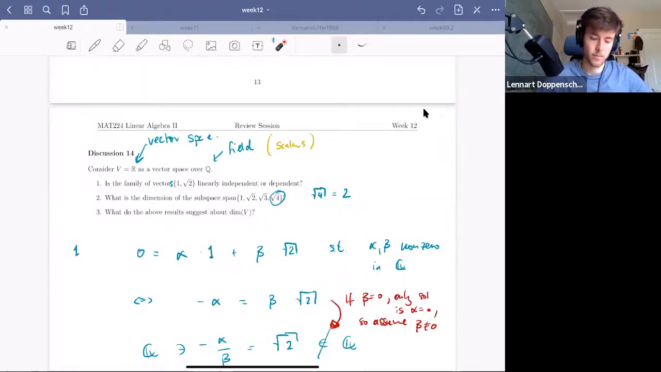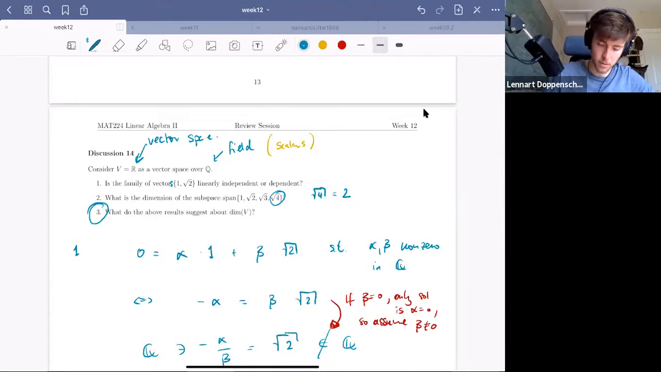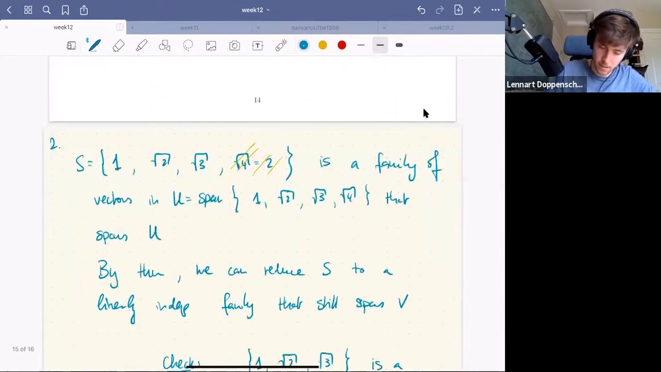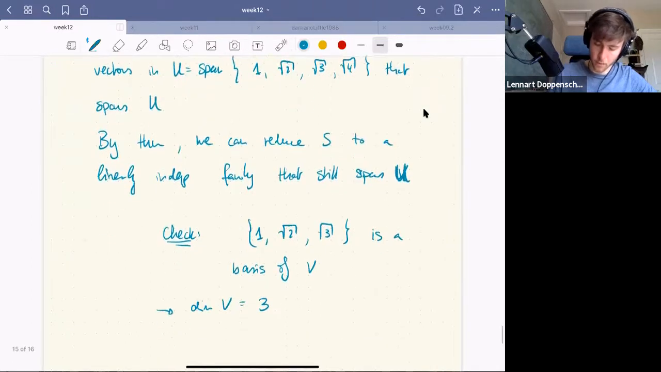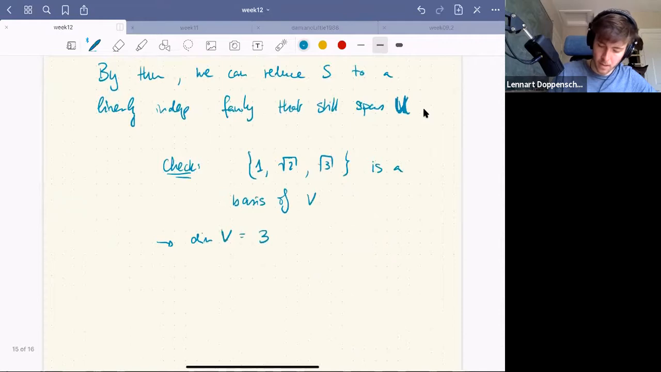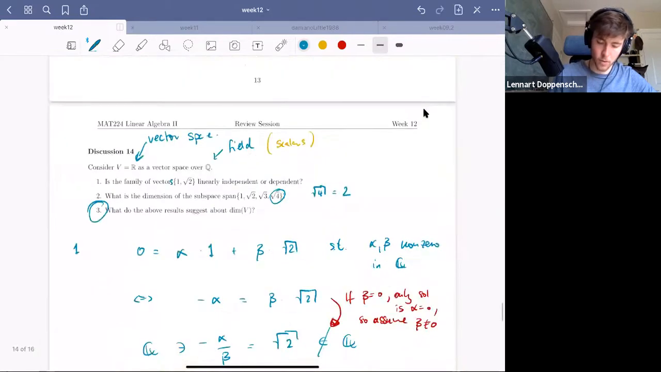Okay, now the last question. Any ideas? Okay, this is unfortunate. Let me call this W instead. Oh, I called this U. I did call this U. Okay, that's good. So what about the dimension of V, which is just the whole space R?